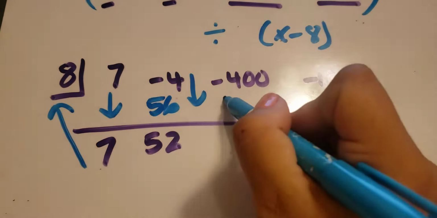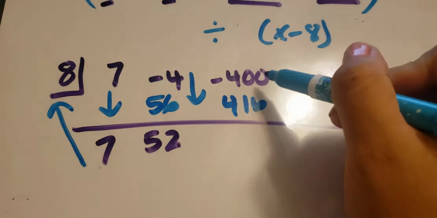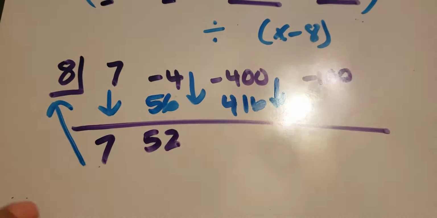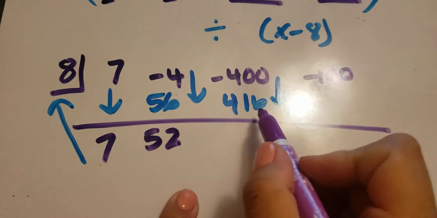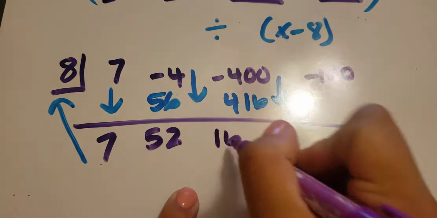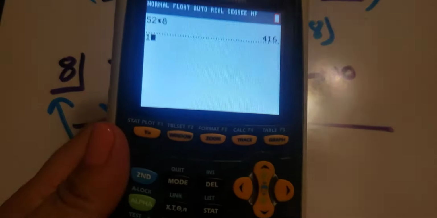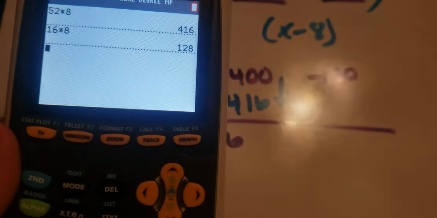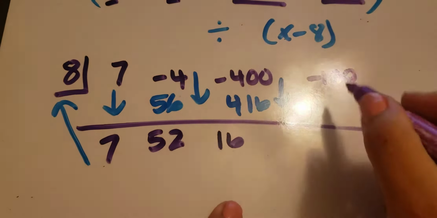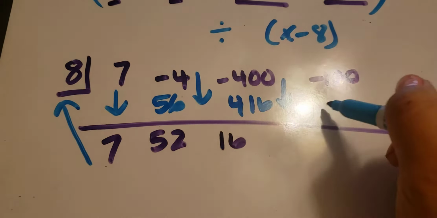So 416 will go here. And then again, just combine like terms and bring that down. So now negative 400 plus 416 will give me just 16. And then take this value and multiply it by 8. So 16 times 8 is 128. So this will be 128 in here.